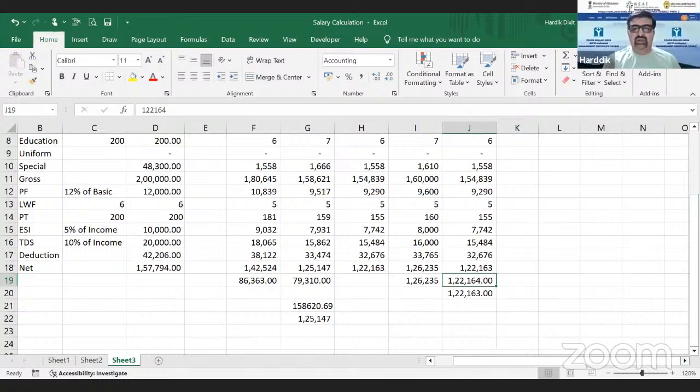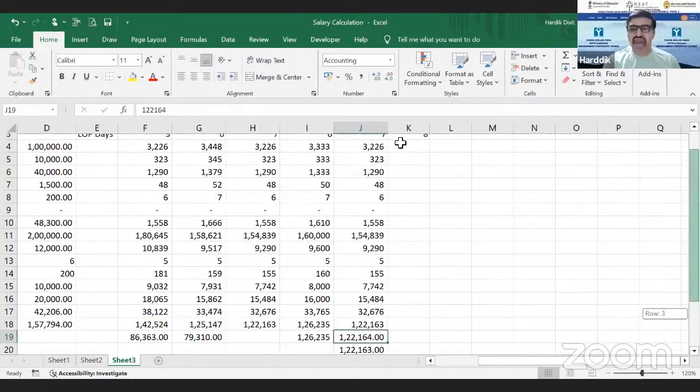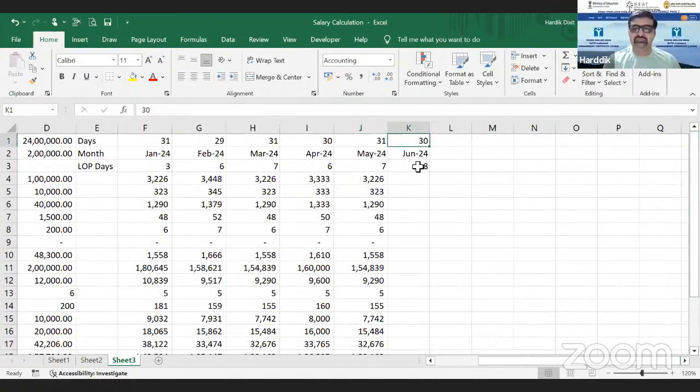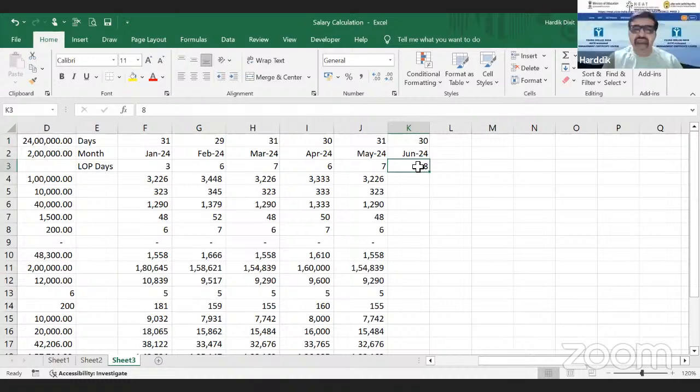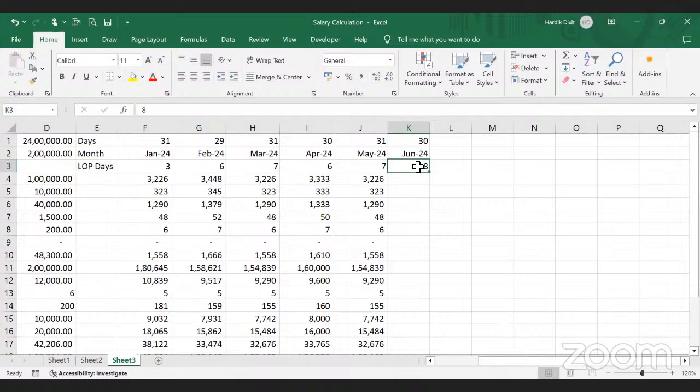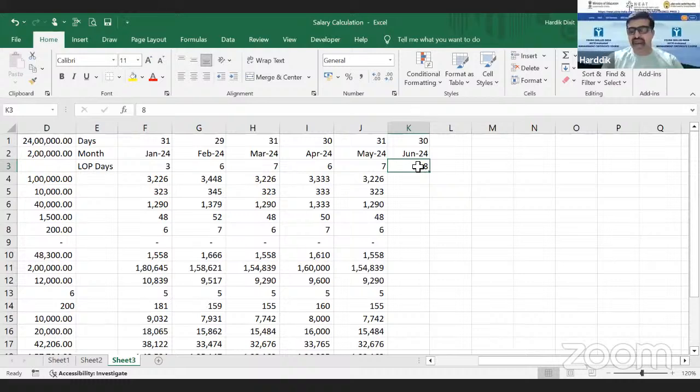So now can we quickly do this for June also? Yes, sir. Can you please send this PPT in the group? Which one? This one, the Excel file that we are currently working on. I will put it on the group. Okay, sir. Thank you.